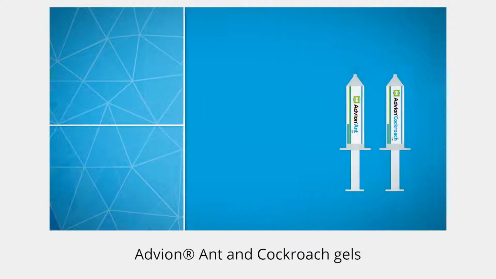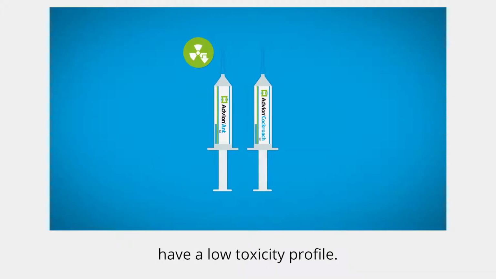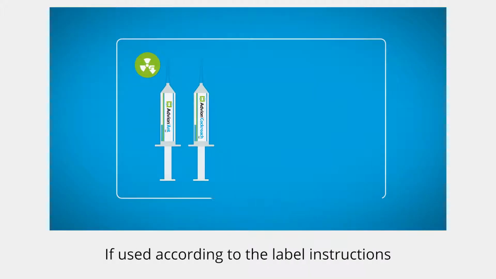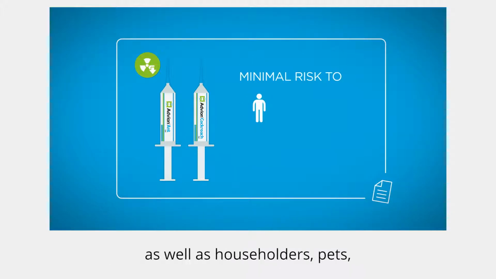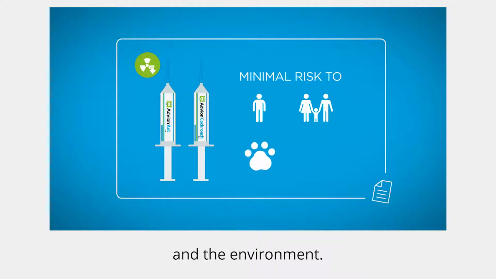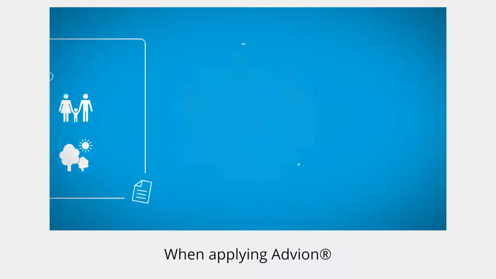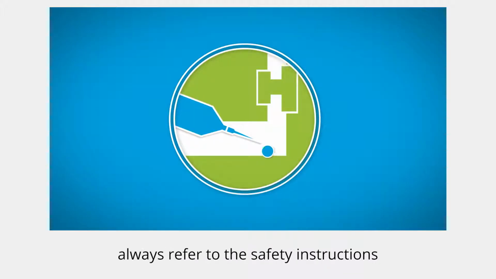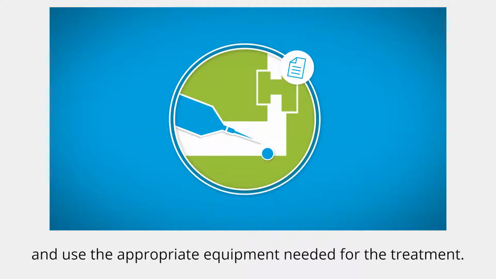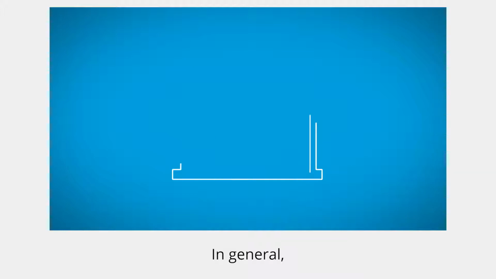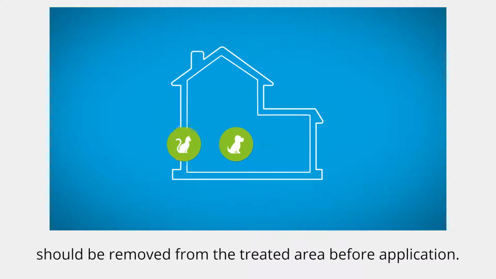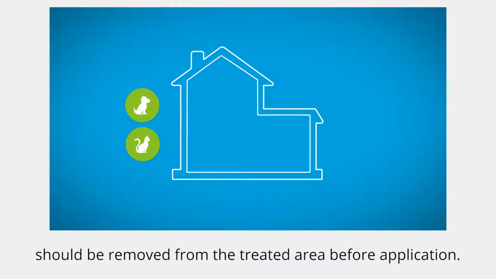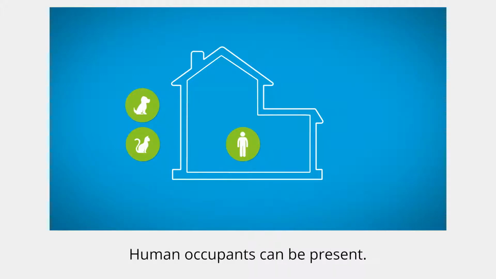Advient ant and cockroach gels have a low toxicity profile. If used according to the label instructions, there is minimal risk to applicators, as well as householders, pets, and the environment. When applying Advient, always refer to the safety instructions and use the appropriate equipment needed for the treatment. In general, pets such as cats and dogs should be removed from the treated area before application. Human occupants can be present.